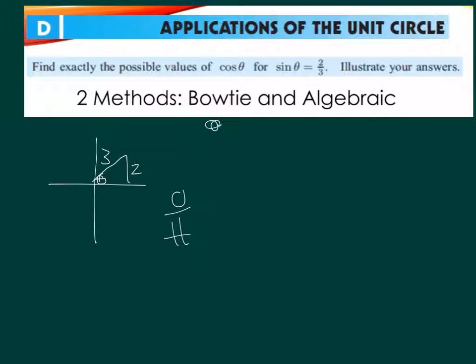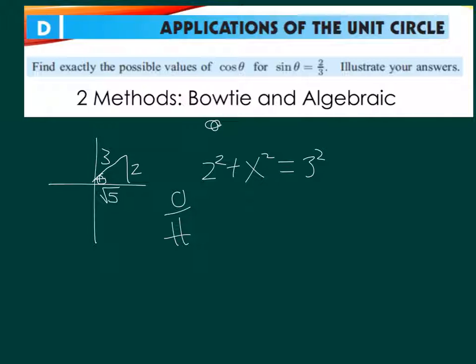Now what that'll allow us to be able to say is what the other leg is, the leg down here. So let's do the Pythagorean theorem since that's a right triangle. We get 2 squared plus, let's call it x squared, equals 3 squared. And all we have to do is solve. We get the square root of 5.